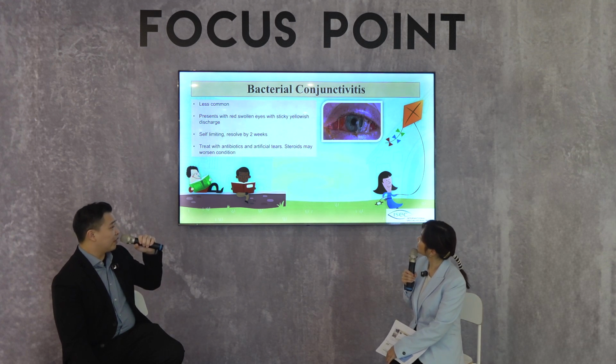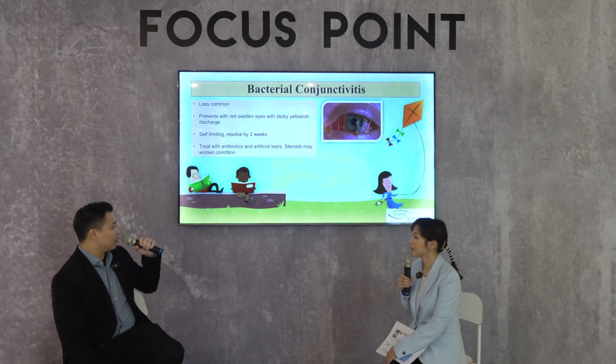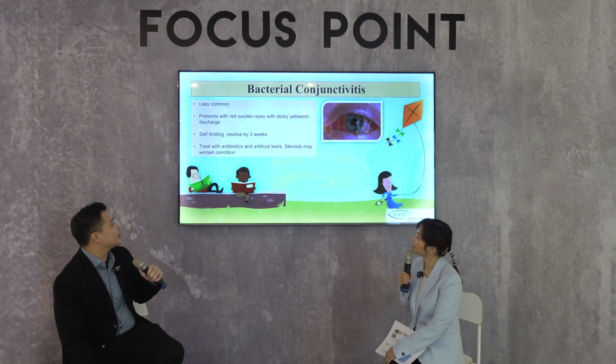Bacterial conjunctivitis is not as common as viral conjunctivitis. A child normally presents with red, swollen, yellowish, sticky eyes. It's a self-limiting condition that resolves normally by 2 weeks. It's normally treated with antibiotics and artificial tears. Steroid may worsen these conditions and has to be avoided.